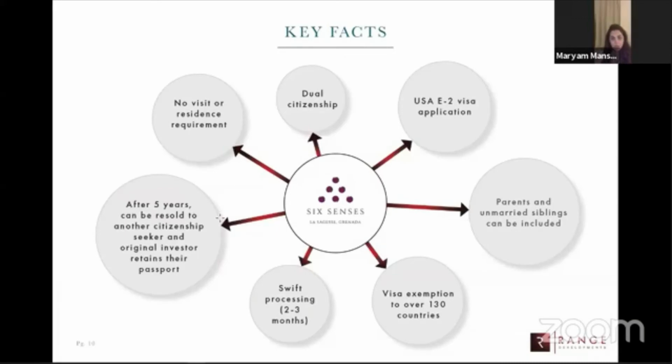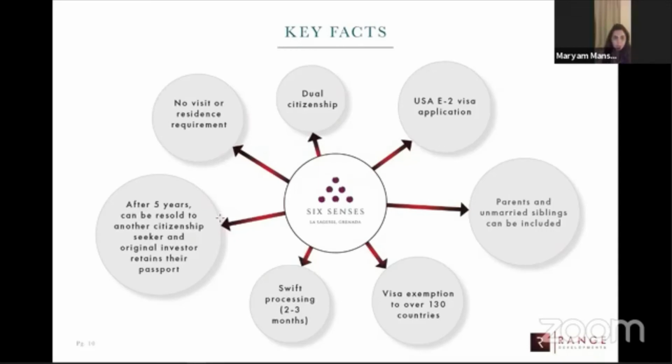After 5 years, you can resell your investment. Now, this is quite important when it comes to developments such as ours. 5 years from the day you become an investor, you can resell your investment to someone who can also obtain a citizenship. The first investor retains their citizenship for themselves, their family members, and their future generations, exiting, making their money back, and allowing a second buyer to also apply for citizenship.